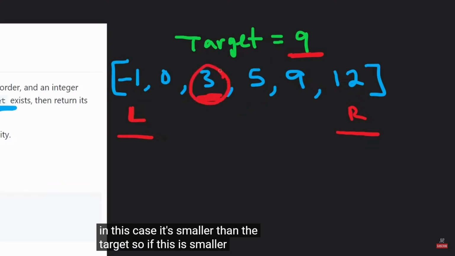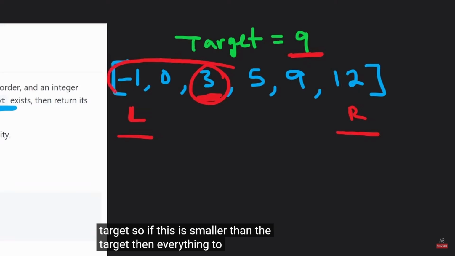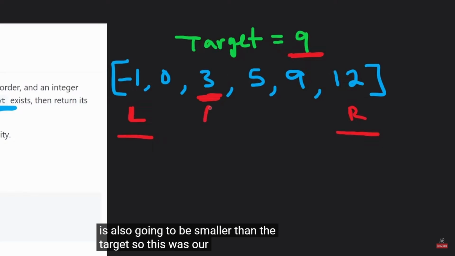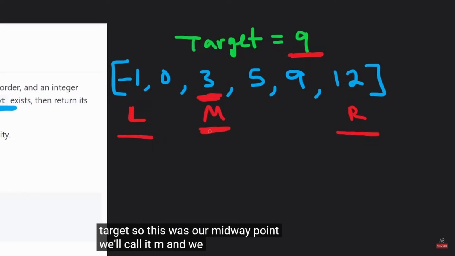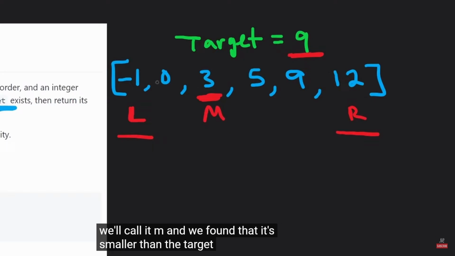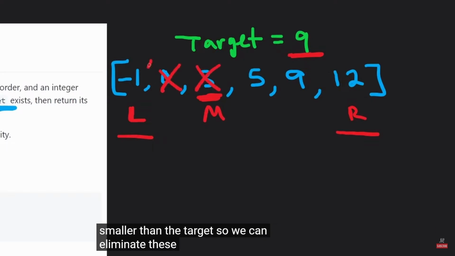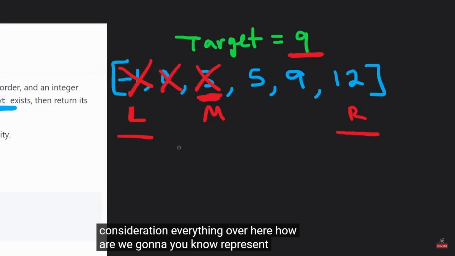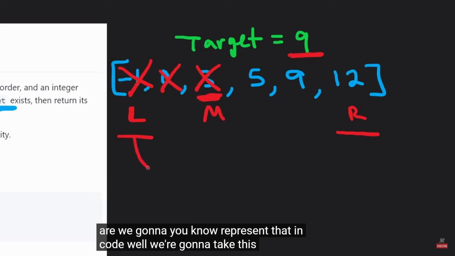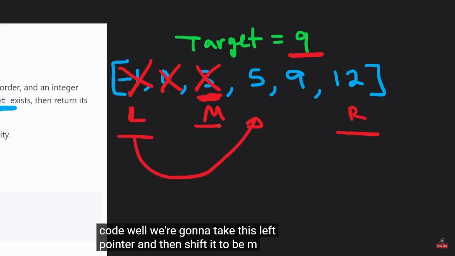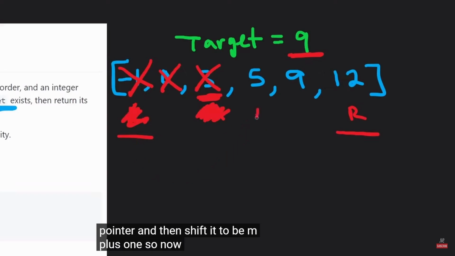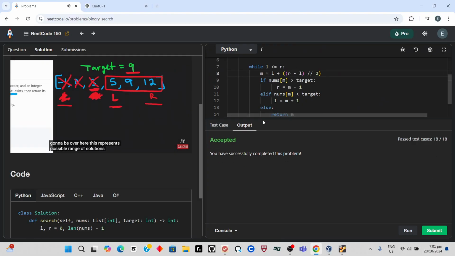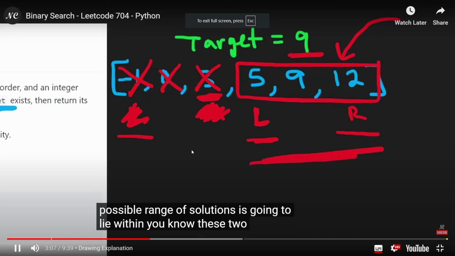So if this is smaller than the target, then everything to the left of it is also going to be smaller than the target. So this was our midway point, we'll call it M, and we found that it's smaller than the target, so we can eliminate these 3 values from consideration, everything over here. How are we going to represent that in code? Well, we're going to take this left pointer and then shift it to be M plus 1. So now our left pointer is going to be over here. This represents the possible range of solutions is going to lie within these 2 pointers.